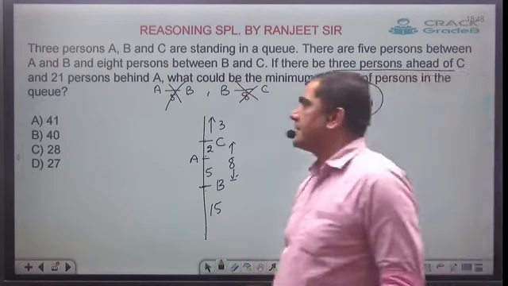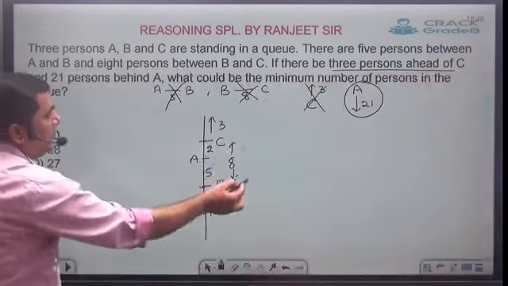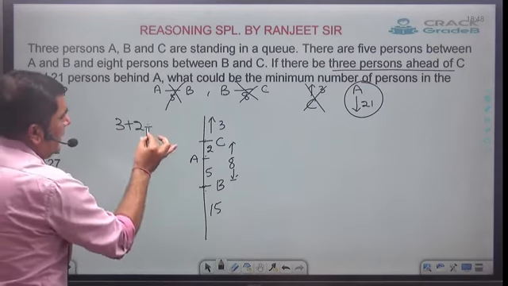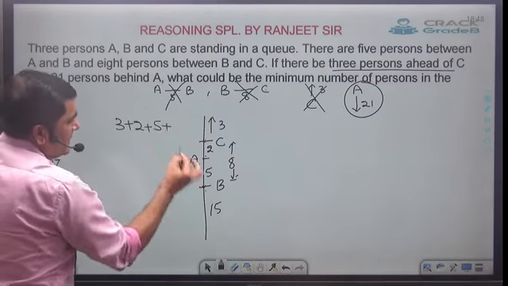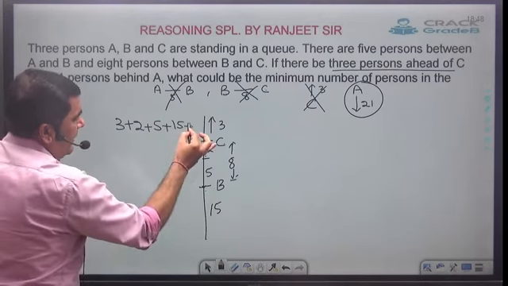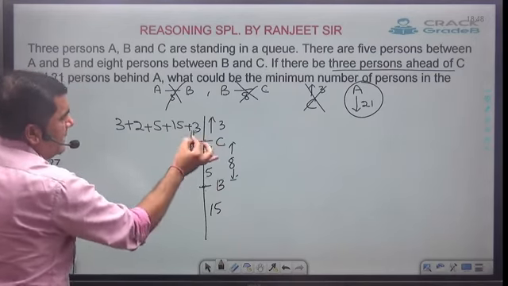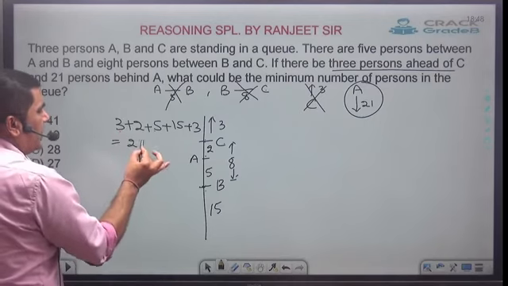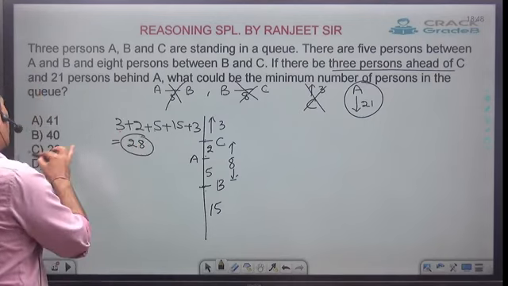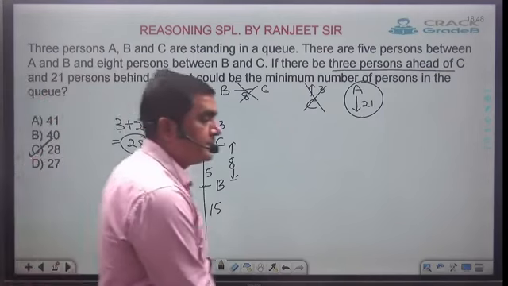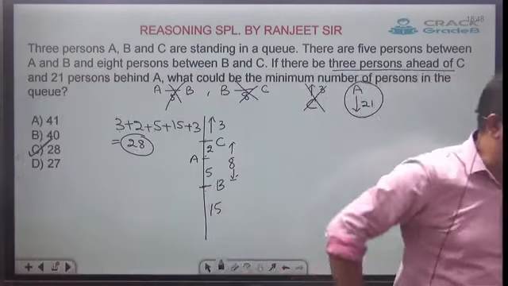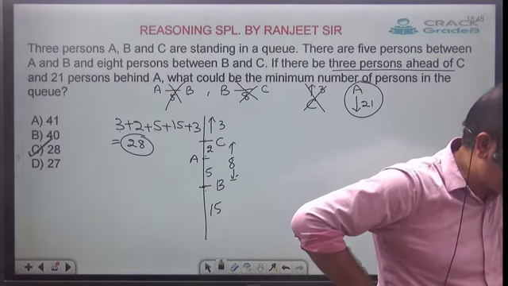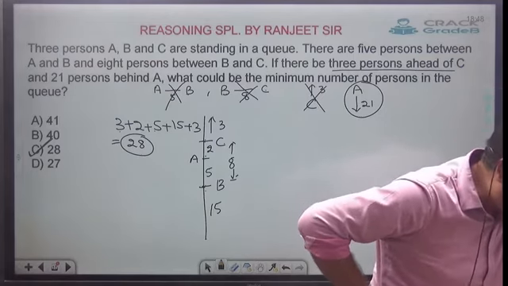Now what are they asking for? The minimum. So I will say 3 is at the top. In between this is 2. In between this is 5. And this is 15. And 3 must be A, B and C. So it comes out 15 plus 5, 20. 25 and 3 is 28. So the minimum comes out to be 28. Understood everyone? Anyone, any problem?